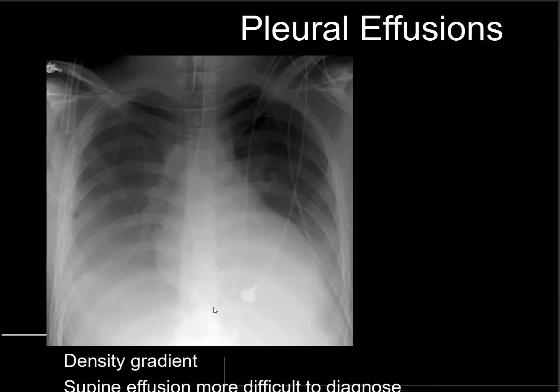Here you can see the density gradient. Supine effusions are much more difficult to diagnose. They're dense at the bottom, the diaphragm is no longer clearly visualized because there's fluid around it and the silhouette sign has gone, and you can see this gradient. The upper lobes aren't that dense because the fluid hasn't actually layered behind them.